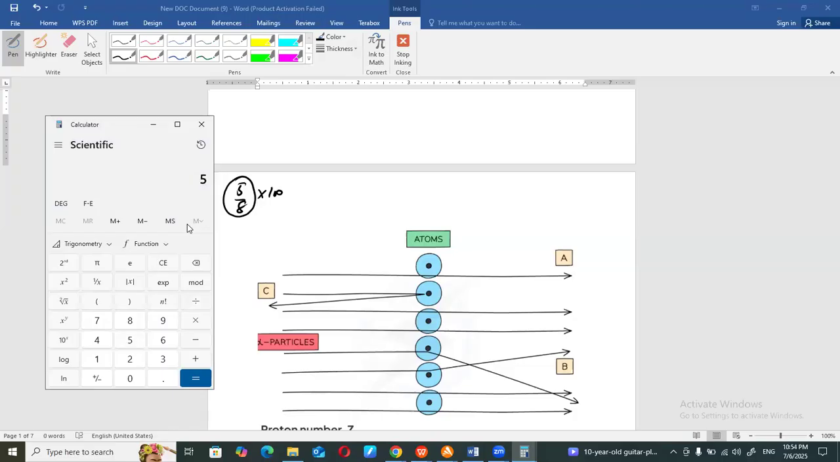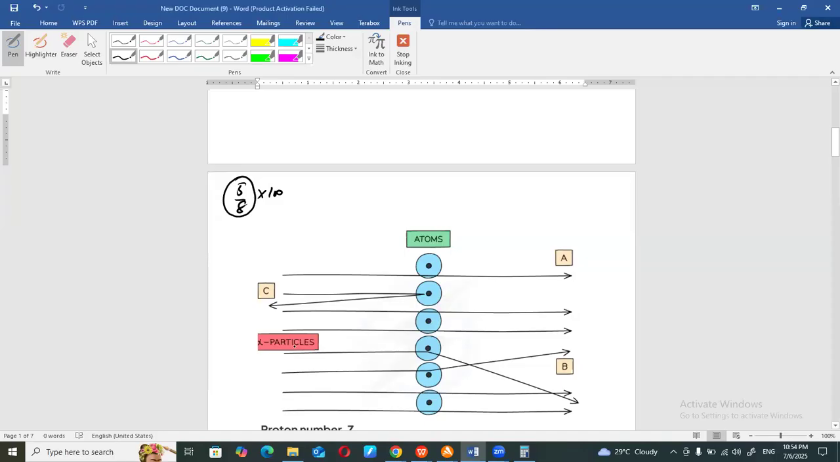5 divided by 8 comes to 62.5, so about 62% of the alpha particles are going straight. One is coming back, which is 1 upon 8. So what percentage is reflecting back? It's only 12.5% that will be deflected back, and approximately 25% will be deflected at a certain angle.